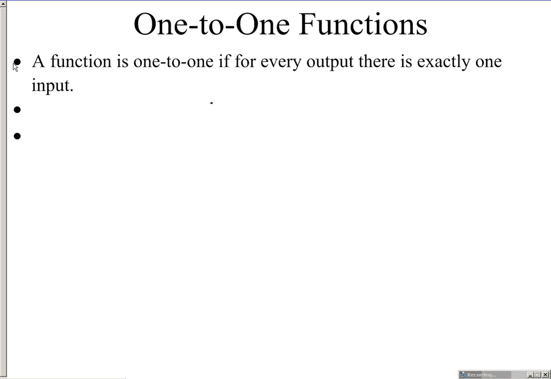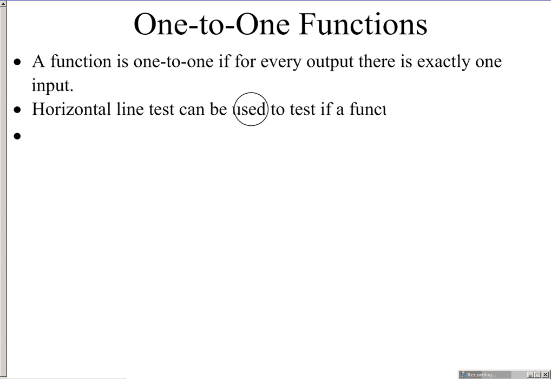So now if we need to do this in reverse, and we want to know that every output has only one input, we can use a horizontal line test, where that horizontal line would represent all the different y values and making sure that there is only one x value that is producing each one of those y values.